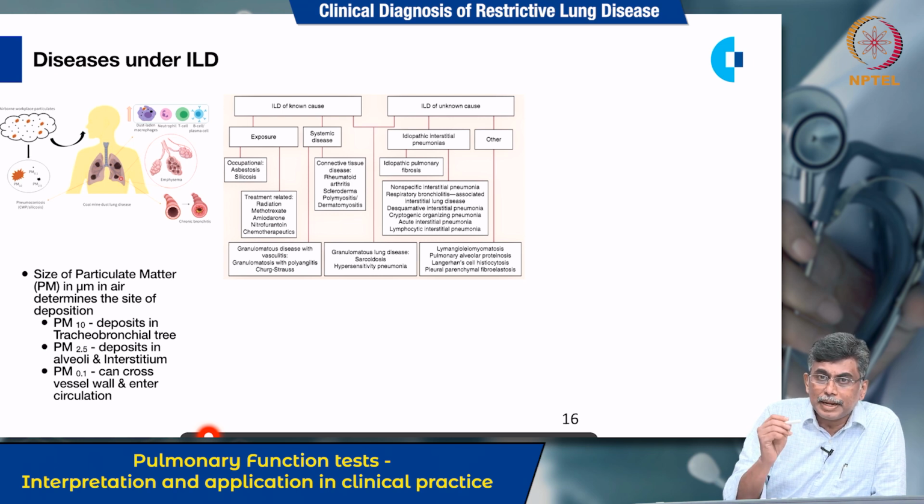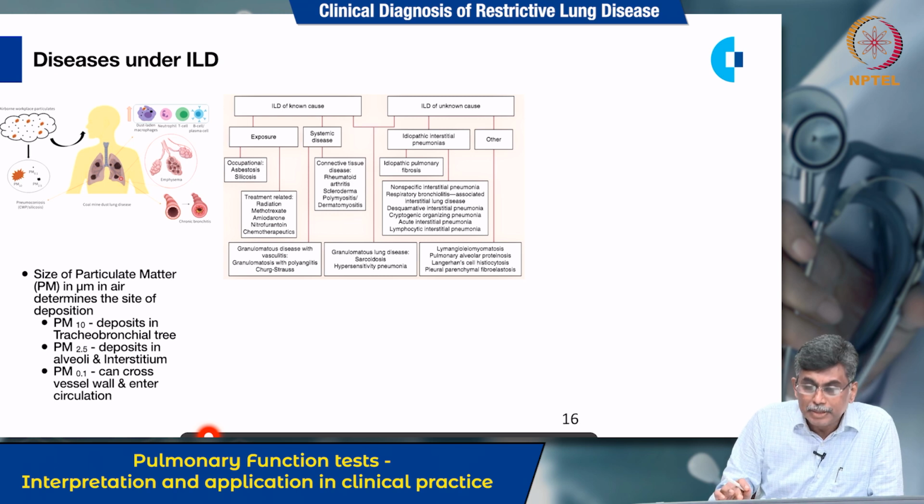It deposits in the tracheobronchial tree, the airway, not in the alveoli or the interstitium. So those are the ones which are prone for obstructive lung disease. Whereas with regards to asbestos and silicosis, their size is between 2.5 to 10 micrometer and they get deposited in the interstitium of the lung, and that is why they are the reasons for interstitial lung disease. So we have to know the importance of the particulate matters.